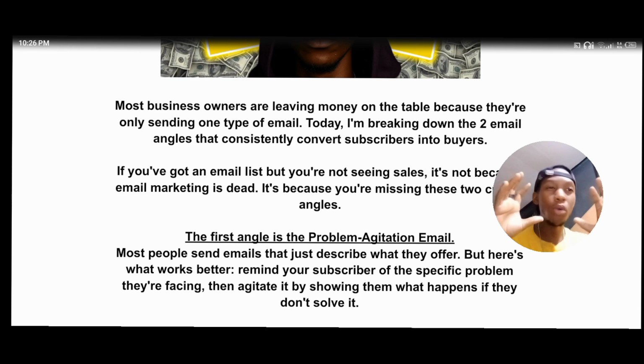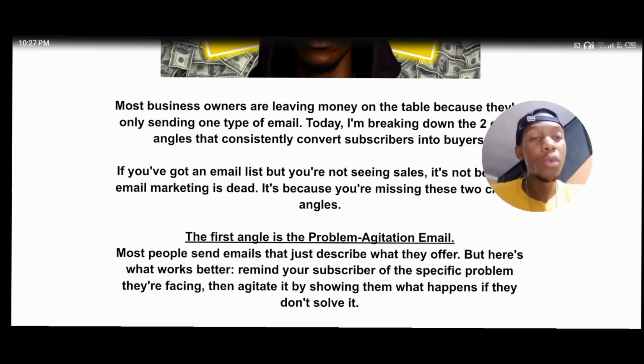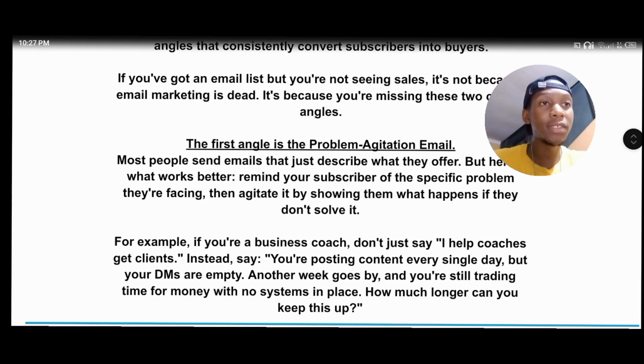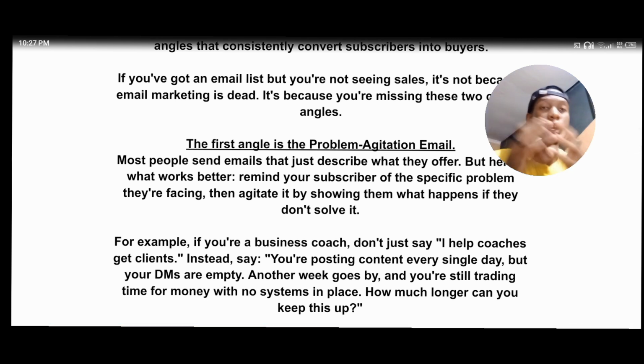Now, people have their own definition of the problem agitation emails, but here's what it really means, okay? So let's break this down. So most people send emails that just describe what they offer, but here's what works better, okay? Remind your subscribers of the specific problem they are facing, then agitate by showing them what happens if they don't solve the problem or if they don't solve the pain point.